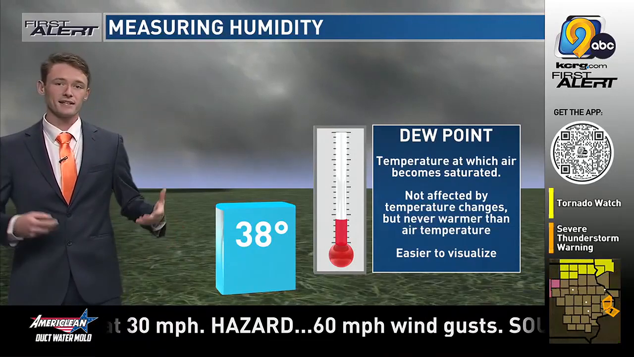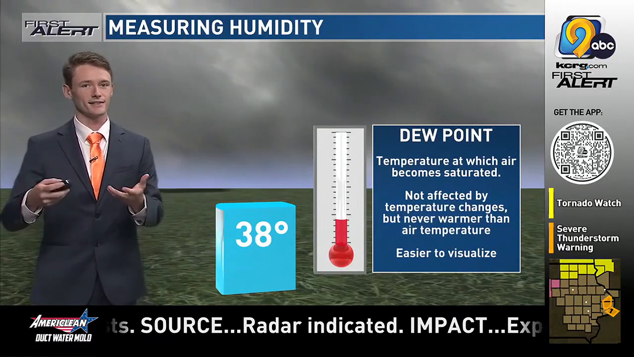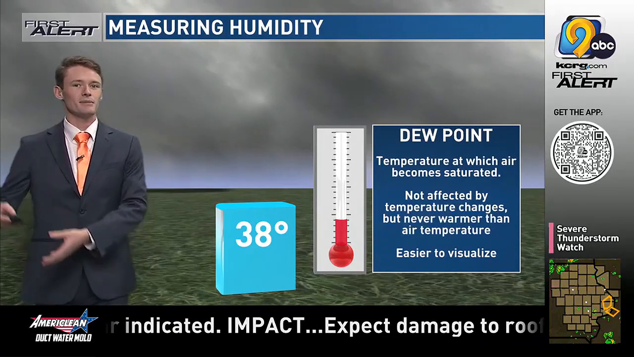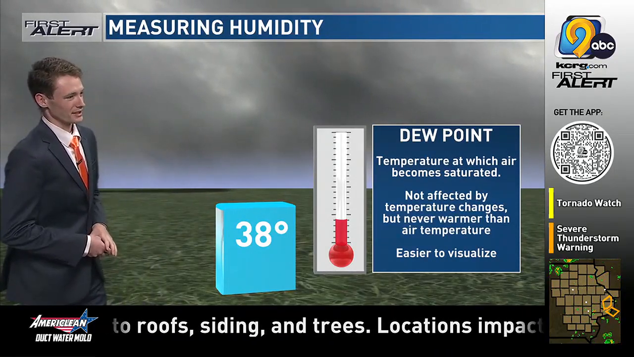Now, dew point is easy to wrap our heads around. We know that a 50-degree dew point is pretty dry and comfortable. A 60-degree dew point is a little bit muggy. By the time we get to a 70-degree dew point, we are looking at very humid and sweltering conditions.